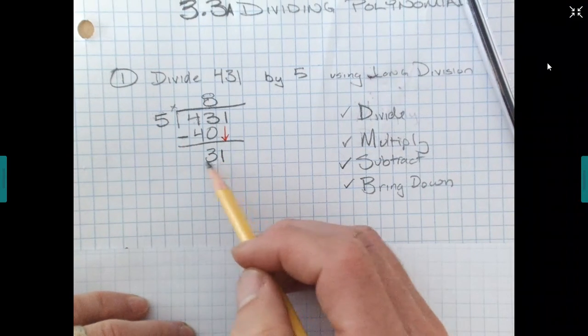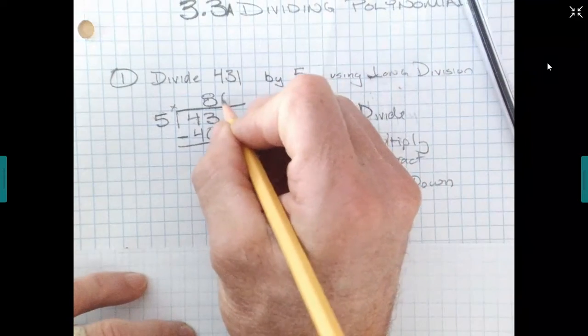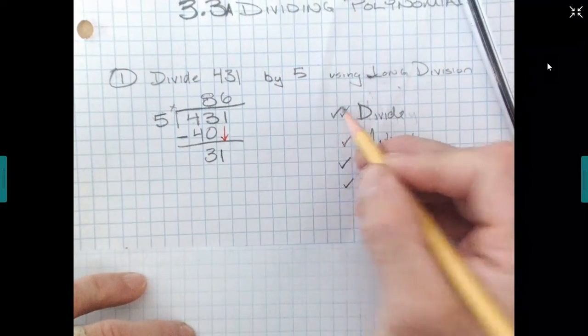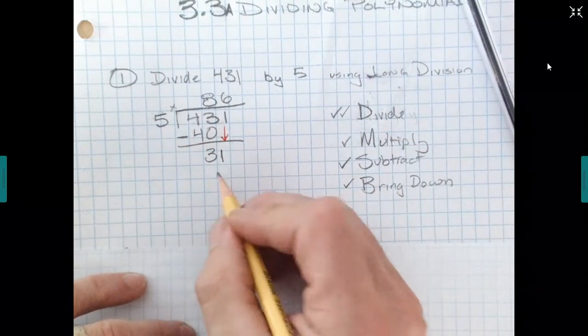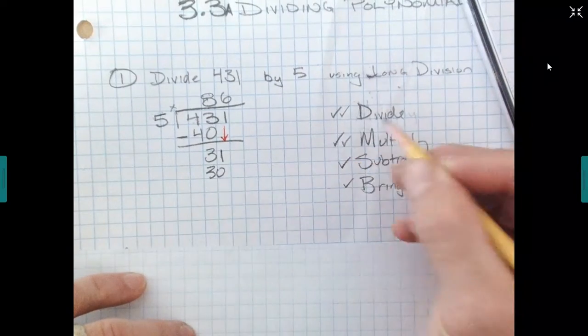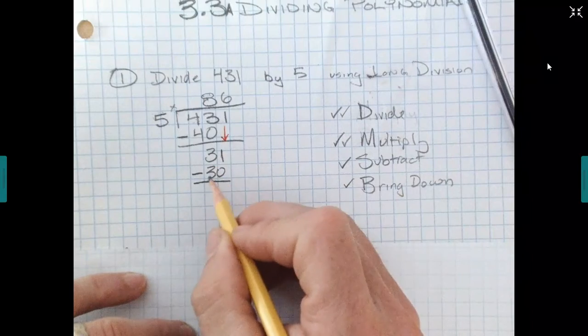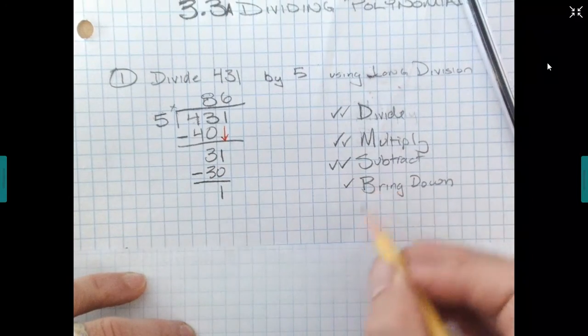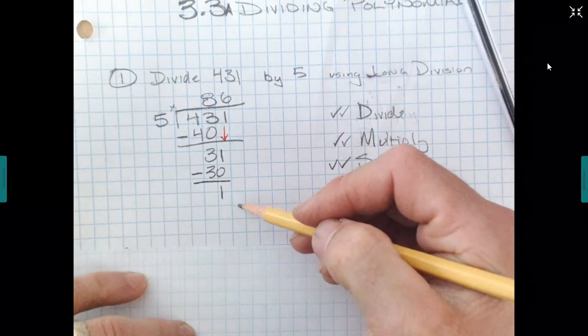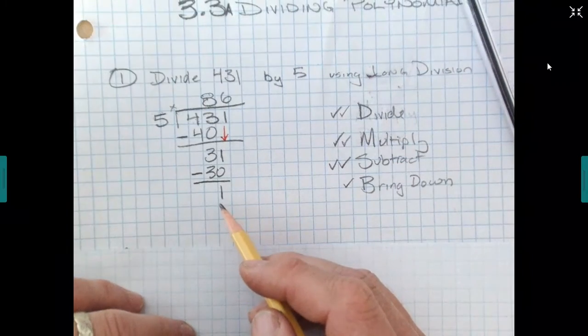So how many 5s goes into 31? 6. That's our division. 6 times 5 is 30. That's our multiplication. Subtraction, 31 minus 30 is 1. And then bring down. There's nothing left to bring down. So this is our remainder.